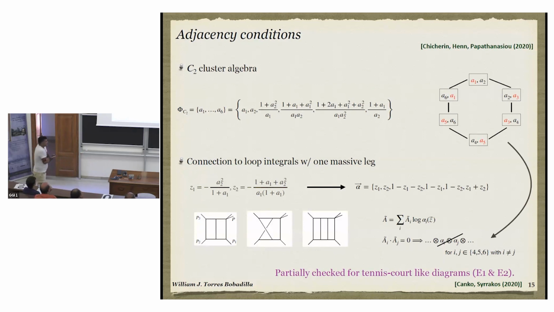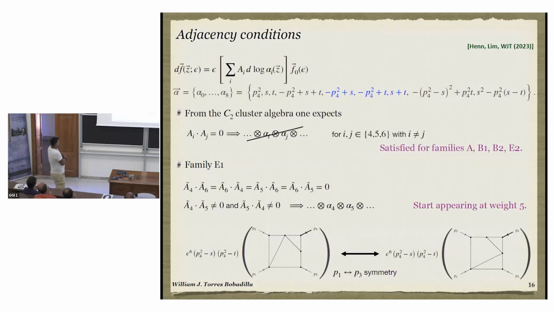But for the tennis score, it was not completely checked, maybe because of the way they integrate. But we did it, and we observed that everything is satisfied, like for these integral families. But for the one of the tennis score, it was not satisfied anymore. But again, this is at the level of integrals. And if you look at these integrals, this is just a symmetry between P1 and P3.